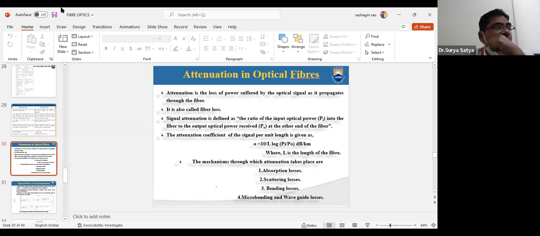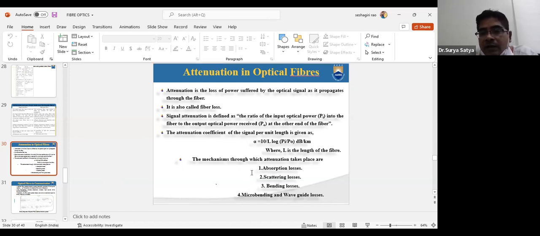It is defined by a parameter called alpha, which is called the attenuation coefficient. The attenuation coefficient of the signal per unit length is given as alpha equals 10 by L log Pi by P naught decibel per kilometer, where L is the length of the fiber. The mechanisms through which attenuation takes place are absorption losses, scattering losses, bending losses, micro bending and waveguide losses. So this is one of the important characteristics, the attenuation.